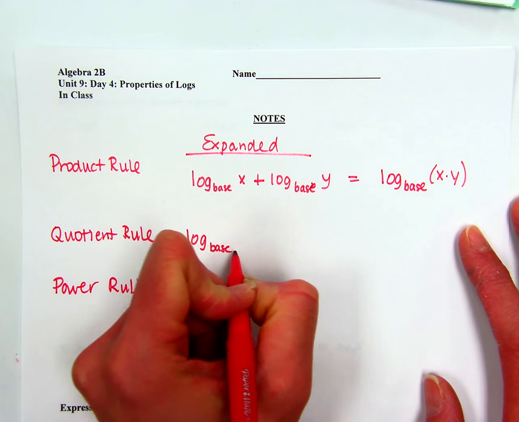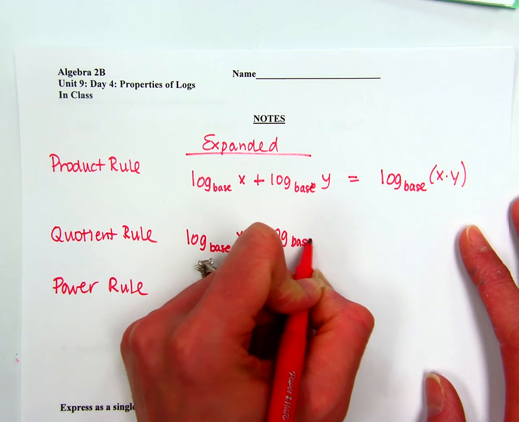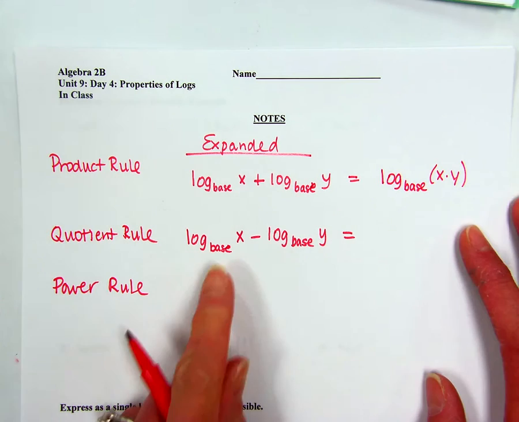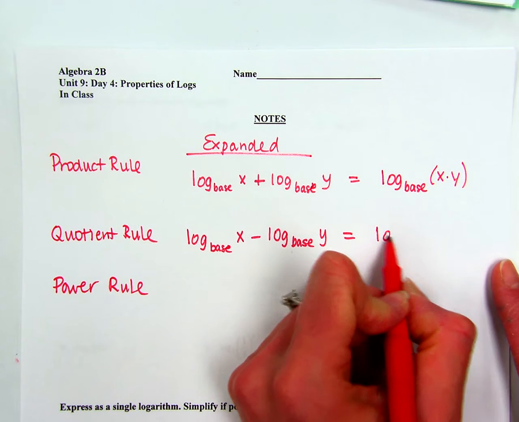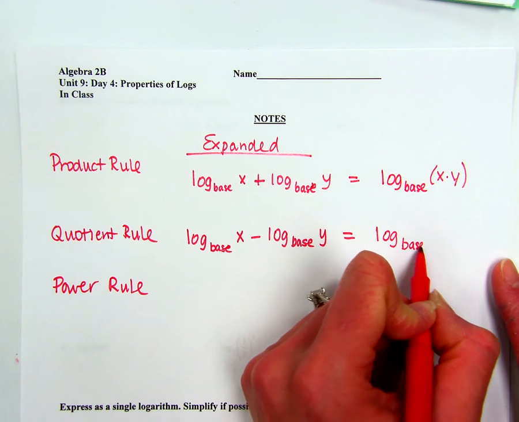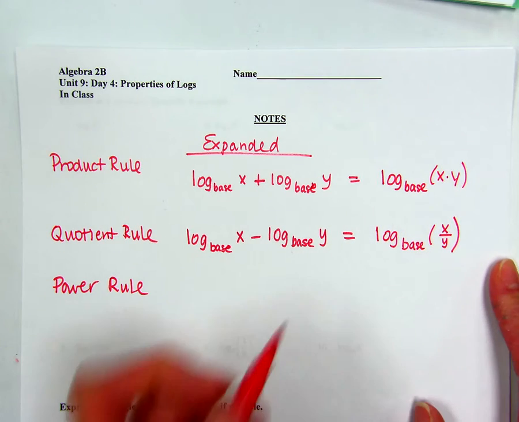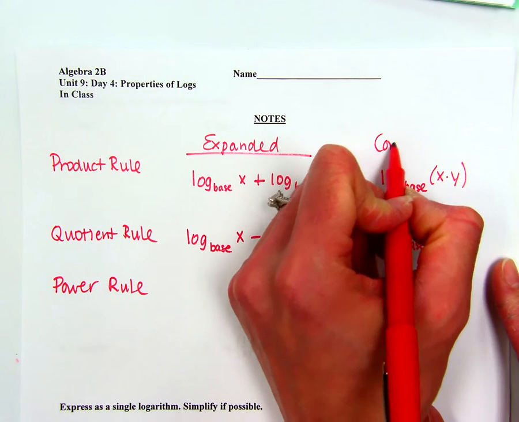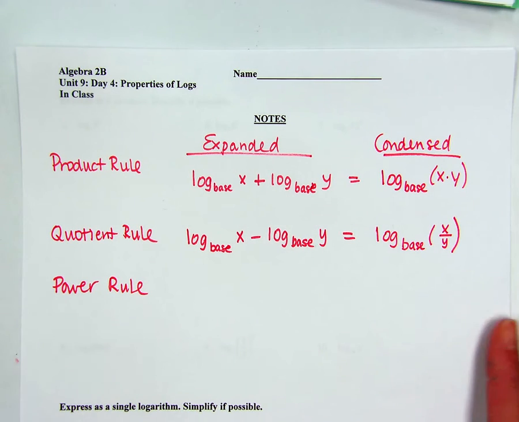Very similar to that is the quotient rule. The only difference is you're going to see subtraction in the middle. So as long as you have the same base, if they're subtracting, we can combine them into one logarithm with the same base, and we're going to do x divided by y. This is called the condensed version. Condensed means make it smaller.